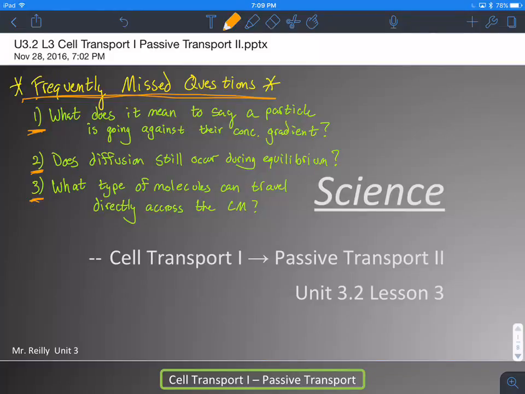Hey there guys, welcome to our second passive transport lecture. As you guys know, passive transport is diffusion, okay? And what we're going to be learning about today are some factors that make diffusion either occur faster or slower.